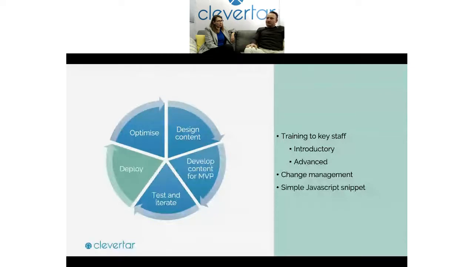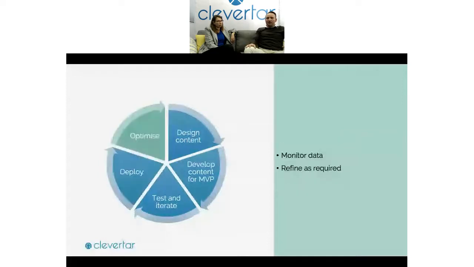We hold our customers' hands in that whole process, from introductory training through to more advanced level stuff where it's required. And as Tanya mentioned earlier on, it is only a couple of lines of code to actually deploy this. It's a simple JavaScript snippet that gets uploaded to the Unity website, and then it's turned on and we host the virtual agent.